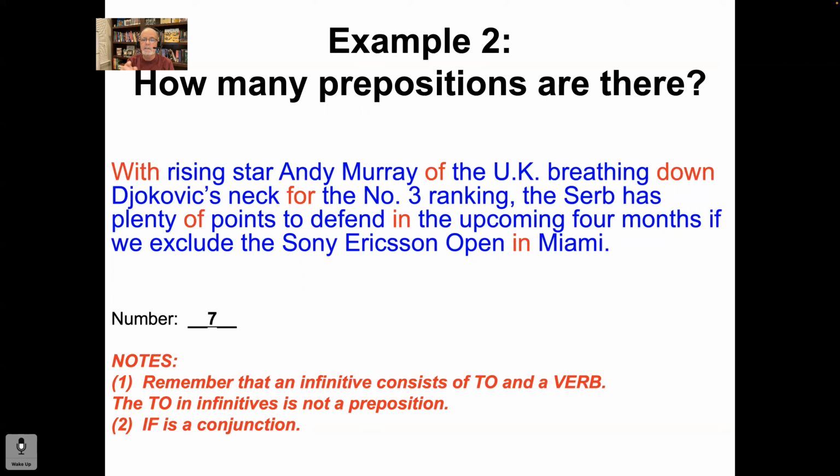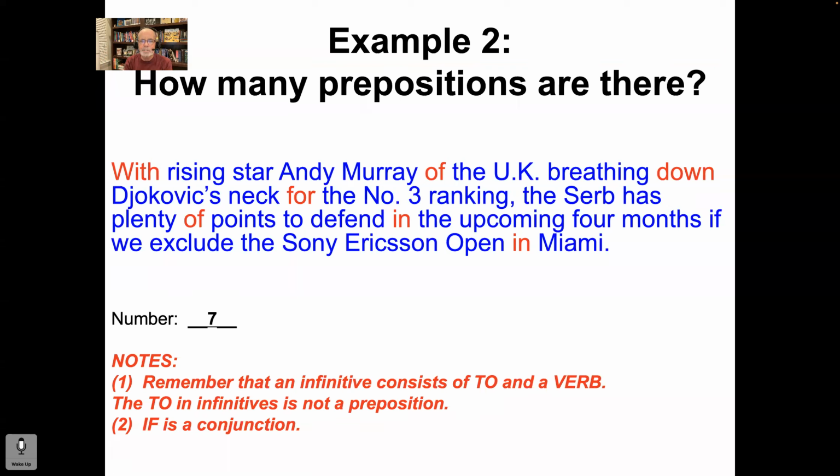The is an article, upcoming is an adjective, 4 is an adjective. Those come in for the noun months. In the upcoming 4 months is a prepositional phrase. Now, I think, in Miami. So if we have 7 prepositions, how many prepositional phrases do we have? The answer is going to be 7.